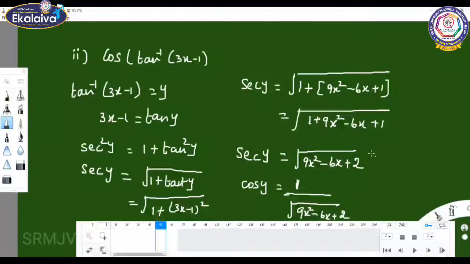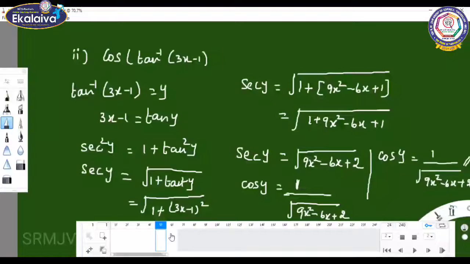Therefore, see here, cos of tan inverse of 3x minus 1 is nothing but 1 by root of 9x square minus 6x plus 2.